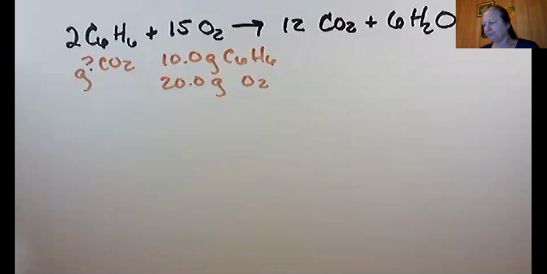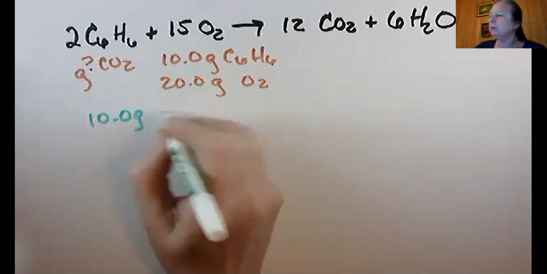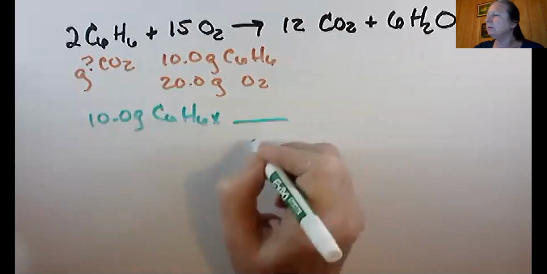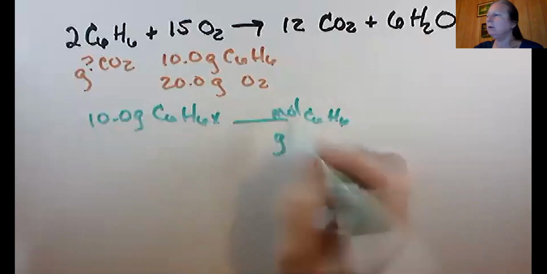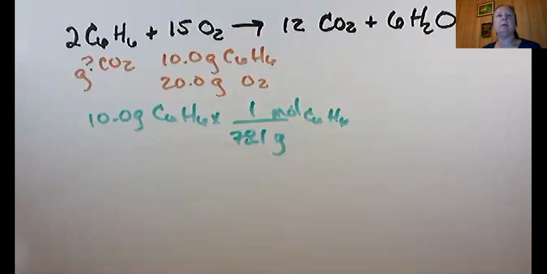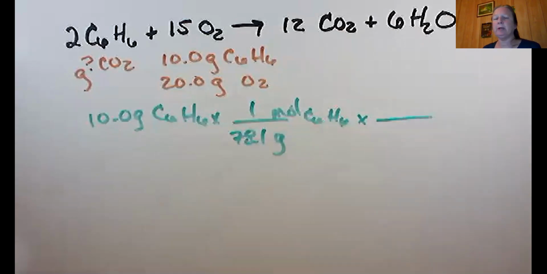What's the first thing you do? You should hear my voice in your sleep saying this: convert to moles. So we'll start with the hydrocarbon. And there's my mass, it's 78. I'm looking at the slide. Okay, they actually went straight through, which we can do. Actually, I'm going to do it differently than them. First, I need to find my limiting. So I will keep going.